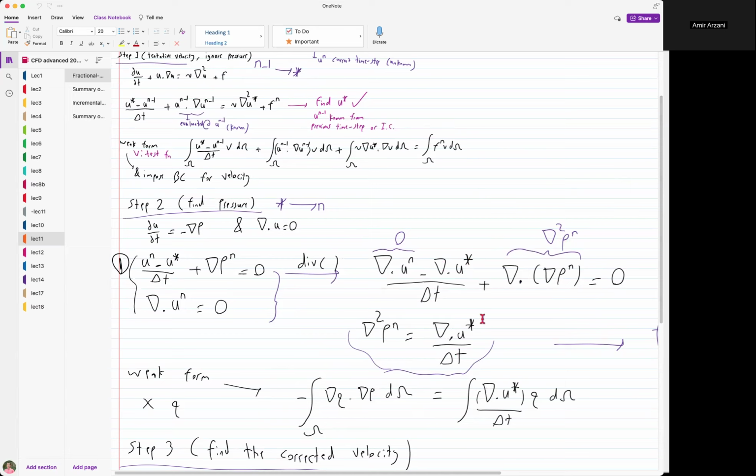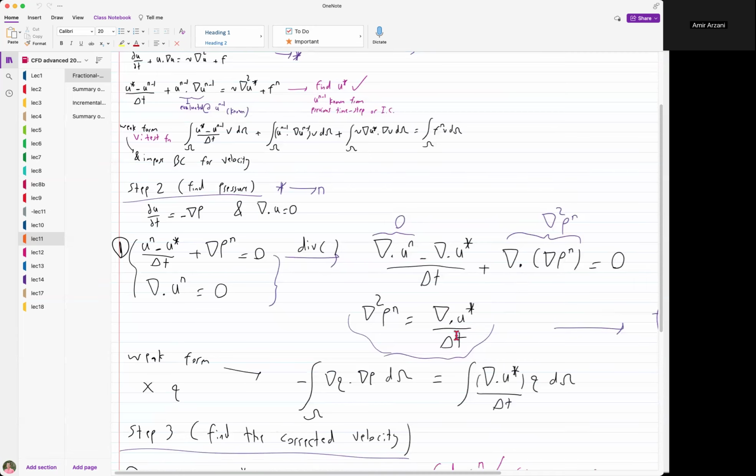It looks like a pressure Poisson equation. You have Laplacian of pressure at the current time step that you want to find, equal to divergence of U star divided by delta T. The right-hand side is known from the previous times. Okay, so you solve this equation to find the pressure.